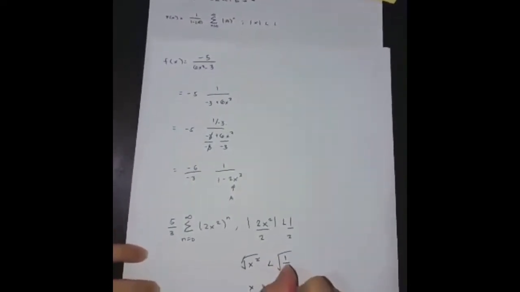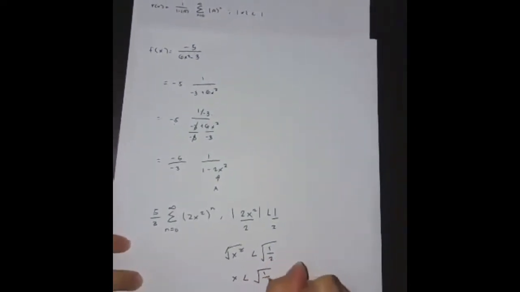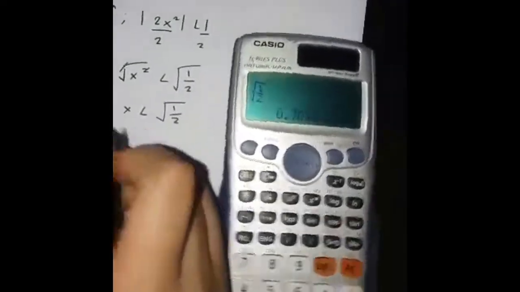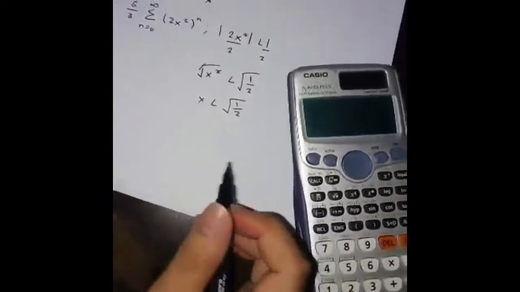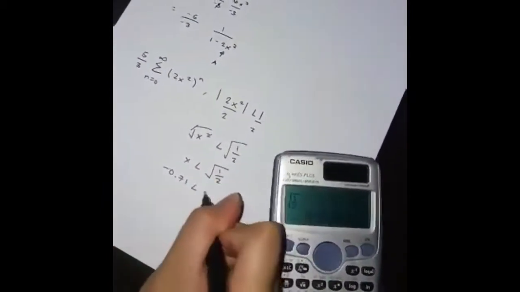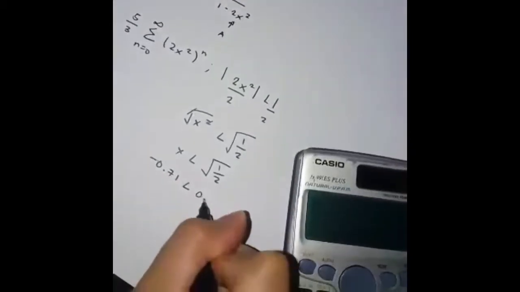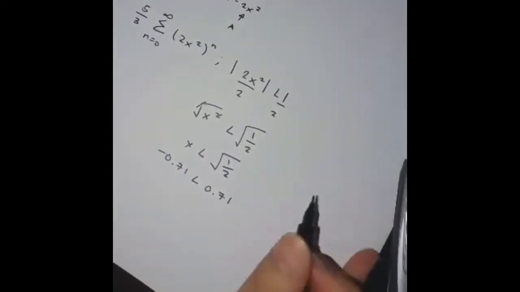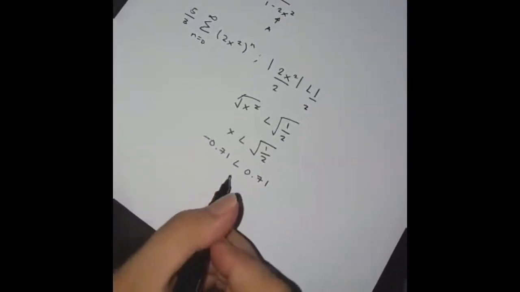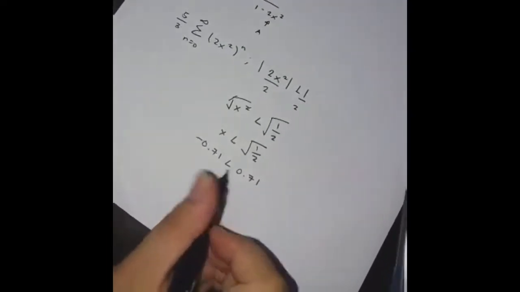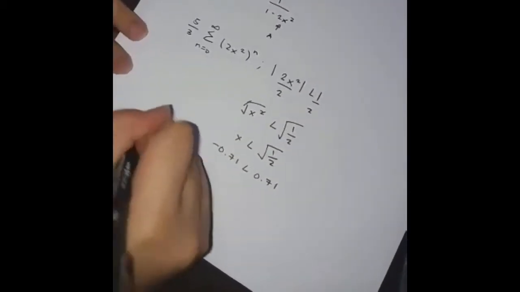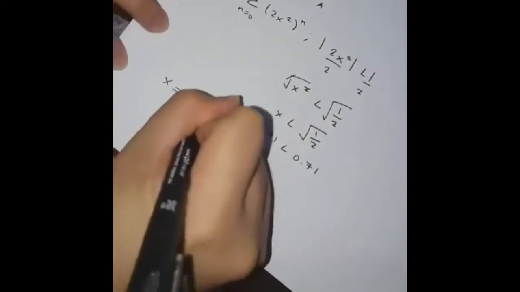So x is less than 0.71. So the limits are negative 0.71 less than x less than positive 0.71. In this case, we need to choose a value in between this limit. So I will choose x is equal to 0.5.